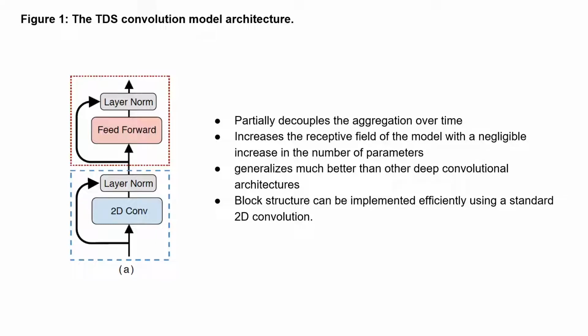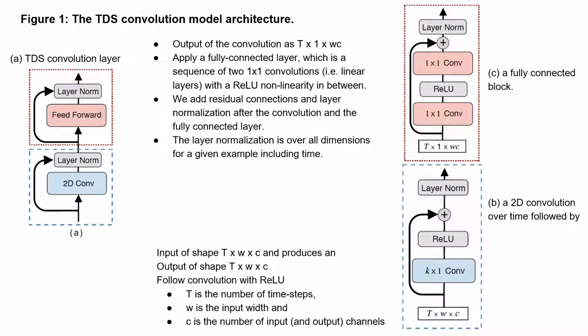So here the idea is that you decouple the aggregation over time, and are able to increase the receptive field size with very few more parameters. It generalizes much better than a simple deep convolution architecture, and it can be effectively implemented using 2D convolution. This is the overall diagram, and if you drill down further, you will see the top diagram here and the bottom one. So we start with this.